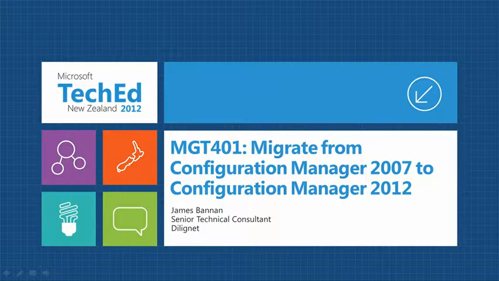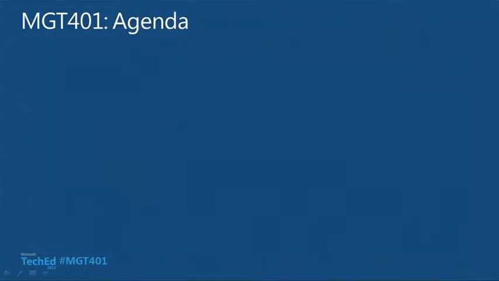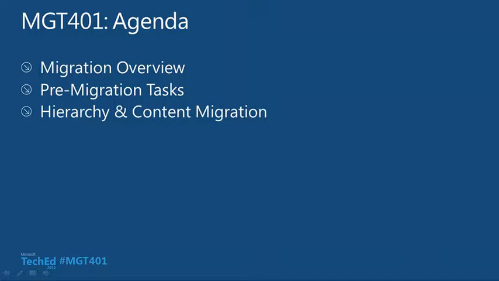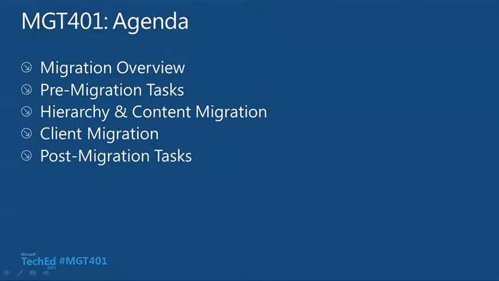All right, so just to give you a quick rundown of what we're actually going to go through today. We're going to take a quick look at the migration overview, so what we're going from and what we're going to. We're going to look at pre-migration tasks, so what you can start to do in your current environment to get ready for a migration. We will look at starting to migrate the hierarchy of collections, advertisements, and so on, and actual content too: applications, packages, task sequences, etc. We'll get some clients across. We'll look at what you need to do after everything has come across and it's working the way that you want it to. And that's about it.